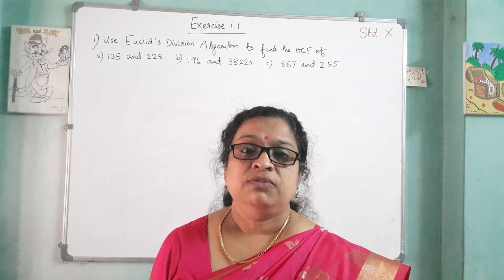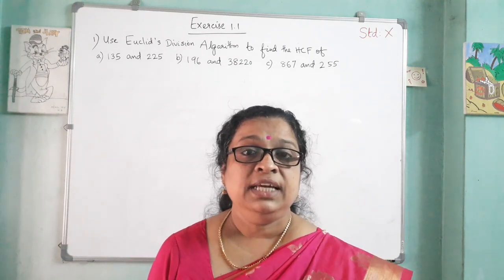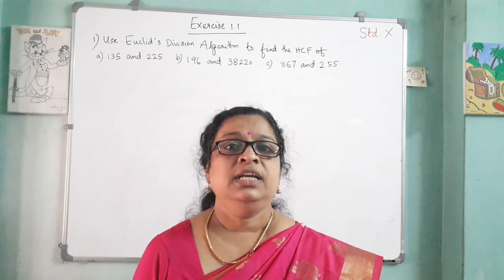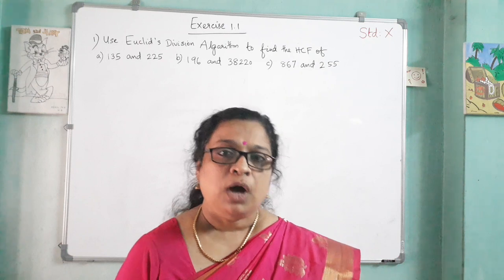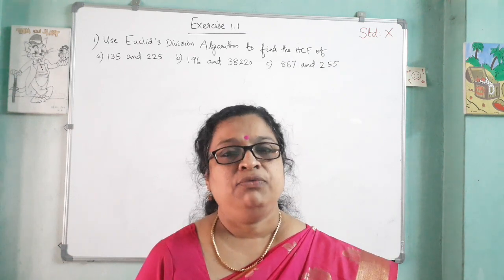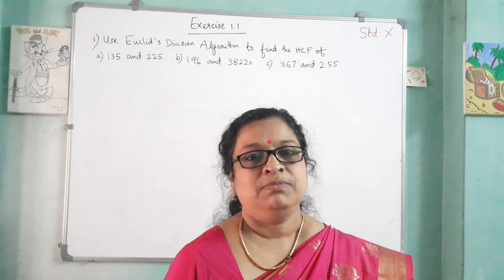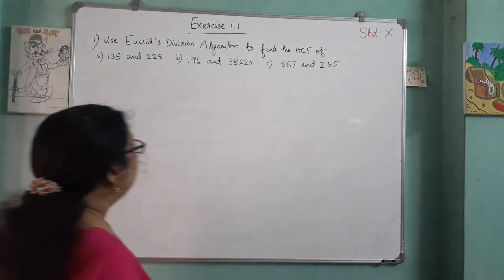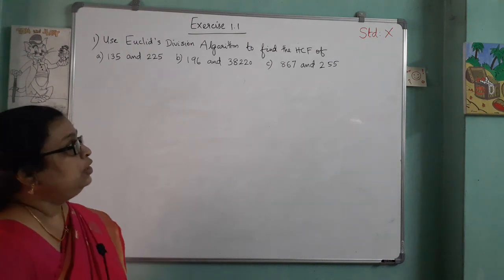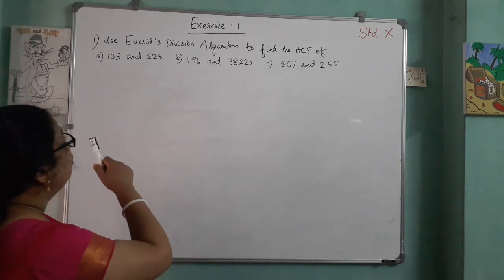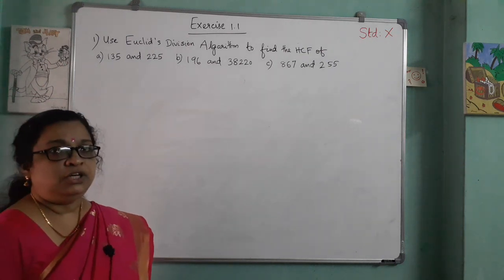Today we will do the first exercise of this chapter, that is for finding HCF using the division algorithm. Using Euclid's division algorithm, you have to find the HCF of numbers. Now we will do it. First question: use Euclid's division algorithm to find the HCF of 135 and 225. So first we do that.